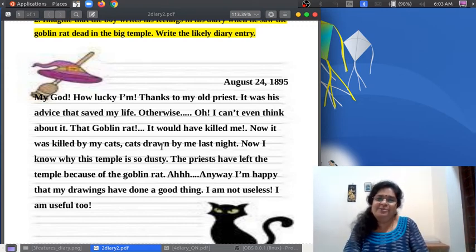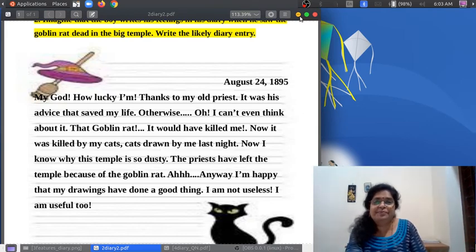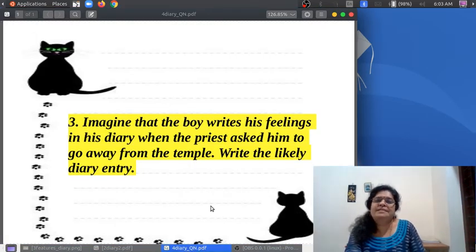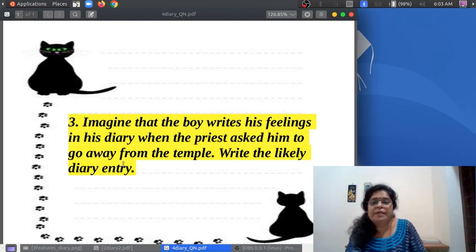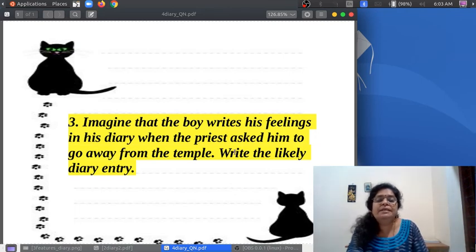Okay? Now, here is a work for you. Yes, this is an assignment for you. Imagine that the boy writes his feelings in his diary when the priest asked him to go away from the temple. Write the likely diary entry. Did you understand the question? I will read it once more. Imagine that the boy writes his feelings in his diary when the priest asked him to go away from the temple. Write the likely diary entry.